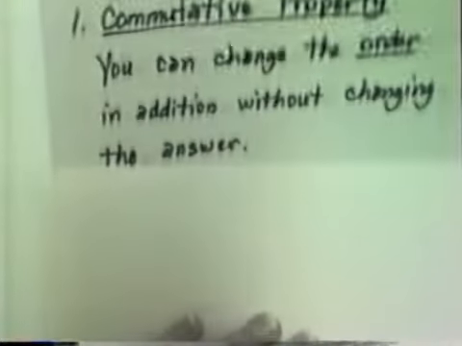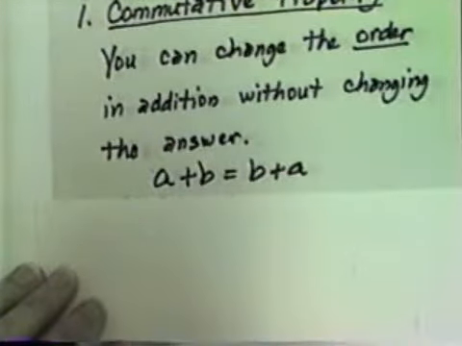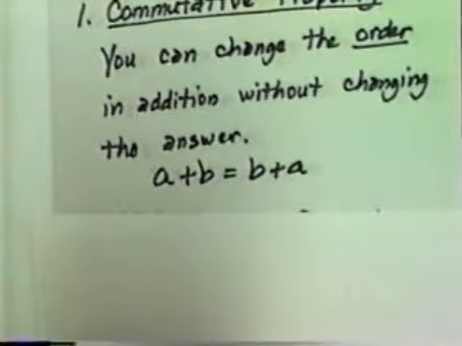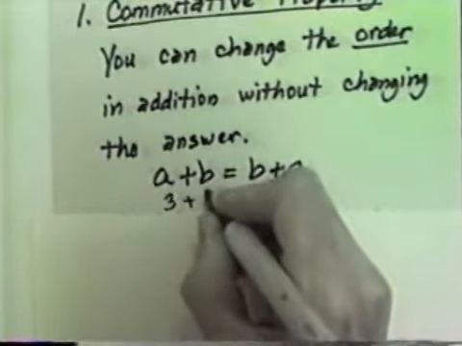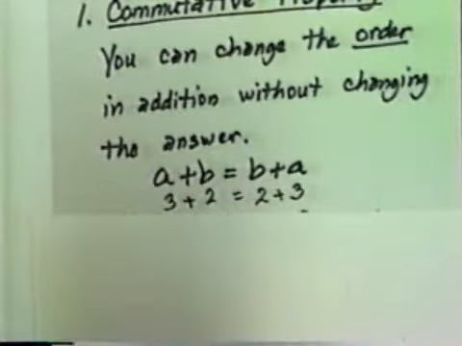Writing this just using letters, variables, to indicate the commutative property, we say A plus B is equal to B plus A. For instance, we might use 3 plus 2, 2 plus 3. What's the answer? Well, 3 plus 2 is 5, 2 plus 3 is 5. The answer is the same regardless of which one is written first. You can change the order in addition without changing the answer.